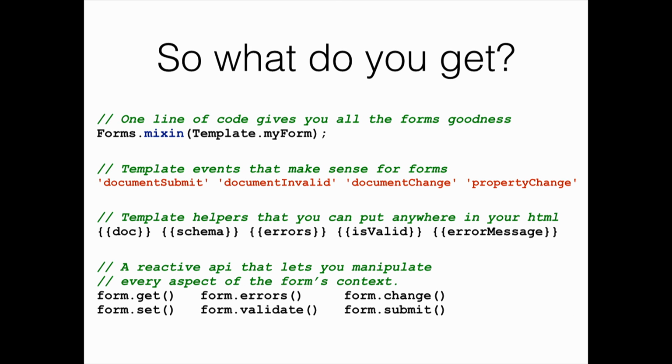So what do you get with the Forms API? You get a 1-line code to integrate any particular template. That forms.mixin is going to add forms goodness to any of your templates. You get events that make sense for your forms. You also get template helpers that make sense so that you can put them anywhere in your HTML. You can show your errors above or below or next to or all in a list at the end of your form, anywhere you want those. You also get an awesome API so that when the template helpers and events aren't enough, you can directly manipulate the state of your form.